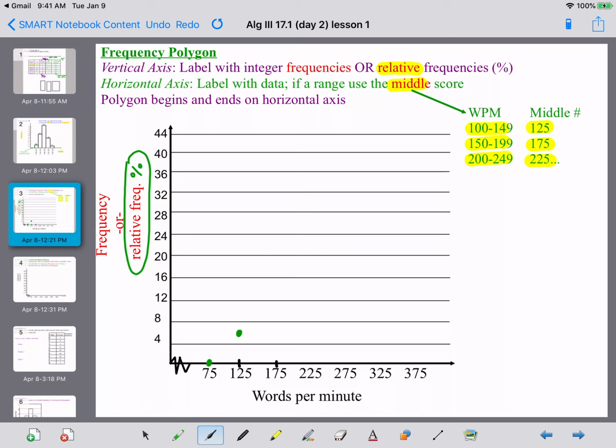For the next one, we had a relative frequency of 28%. All right. For the next, we had 42%. All right, for 275, that range, we had 20%. And then for the final one, 325, we had 4%. All right, and then we are gonna put a last point down on the horizontal axis at 375.